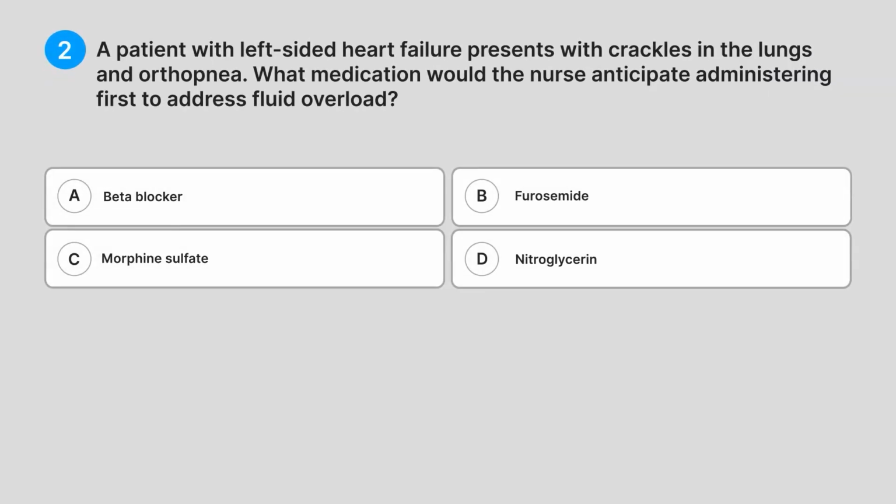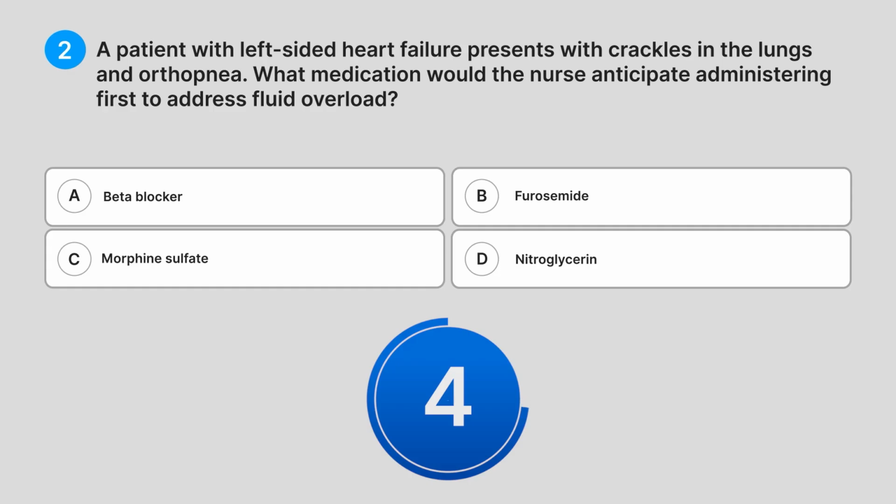2. A patient with left-sided heart failure presents with crackles in the lungs and orthopnea. What medication would the nurse anticipate administering first to address fluid overload? A. Beta blocker. B. Furosemide. C. Morphine sulfate. D. Nitroglycerin. Do you know the answer?